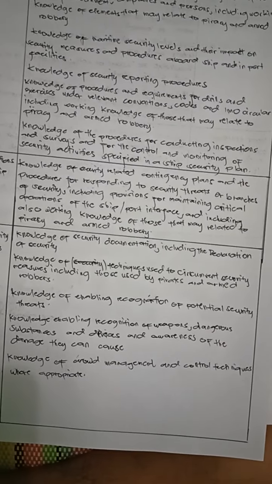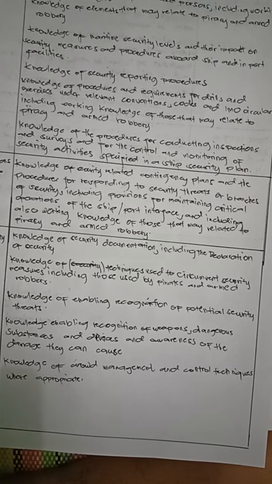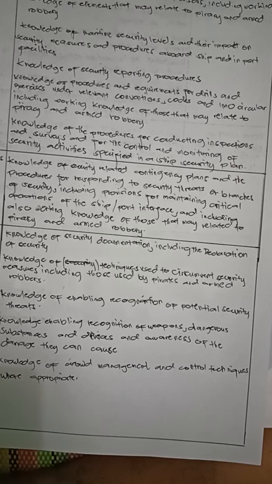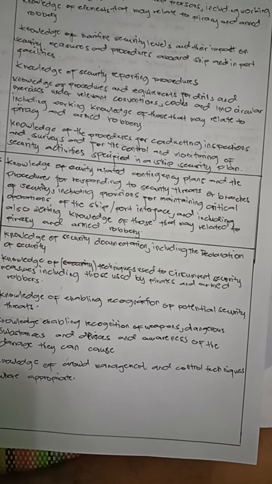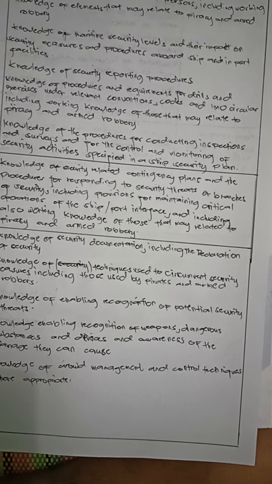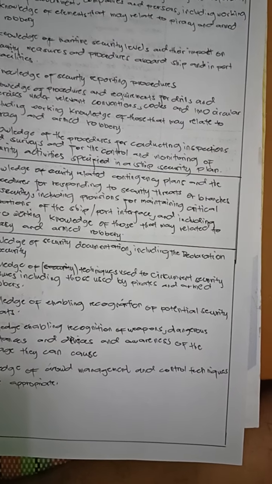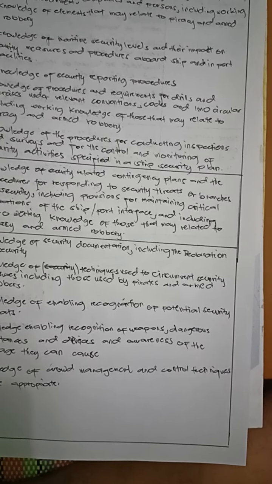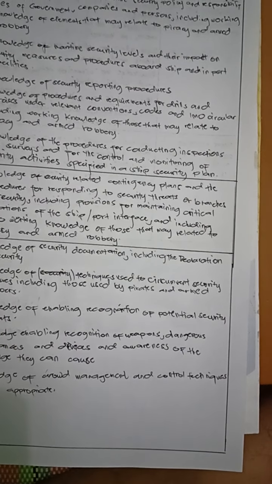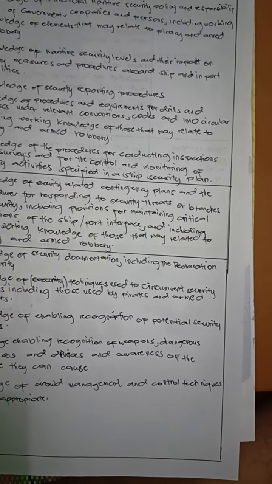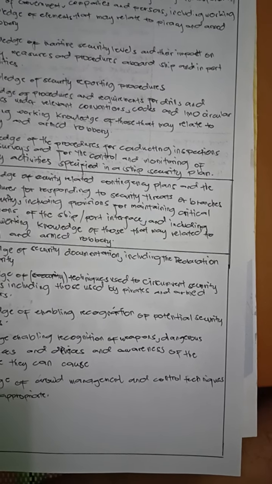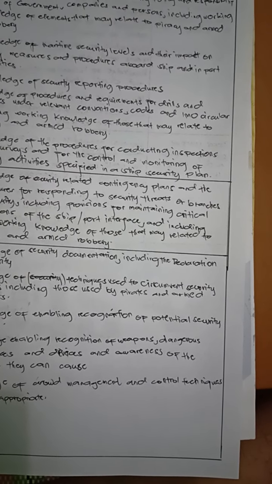So, knowledge of security documentation, including the declaration of security. Knowledge of techniques used to circumvent security measures, including those used by pirates and armed robbers. Knowledge enabling recognition of potential security threats. Knowledge enabling recognition of weapons, dangerous substances, and devices, and awareness of the damage that they can cause. Knowledge of crowd management and control techniques, where appropriate.